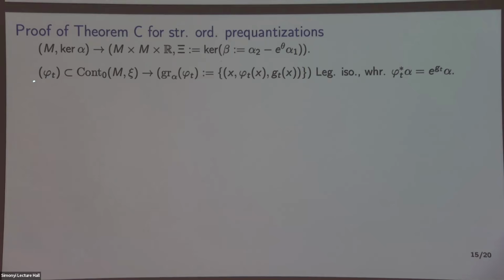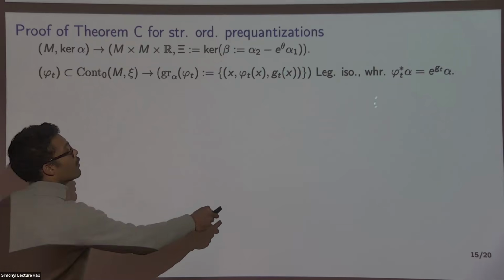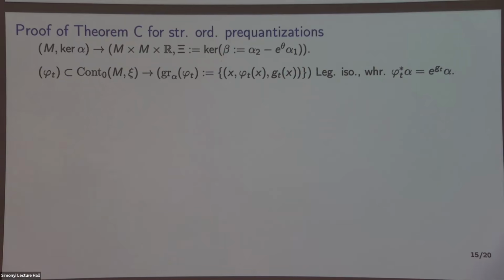And then if you take a contactomorphism, you can associate to it a Legendrian of M times R by looking at its contact graph, which is the set x, phi of x, and then g of x. So in the last coordinate, I put the conformal factor of phi t. So you get a Legendrian, a submanifold which is everywhere tangent to the contact distribution. If you have a whole contact isotopy, you have an isotopy of Legendrians.